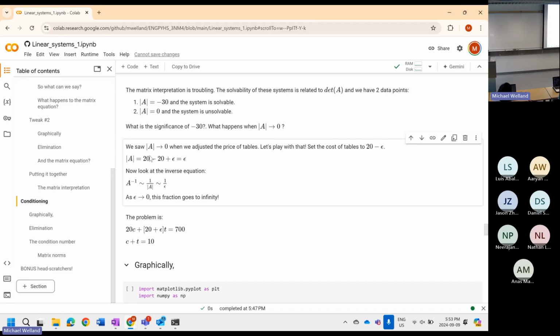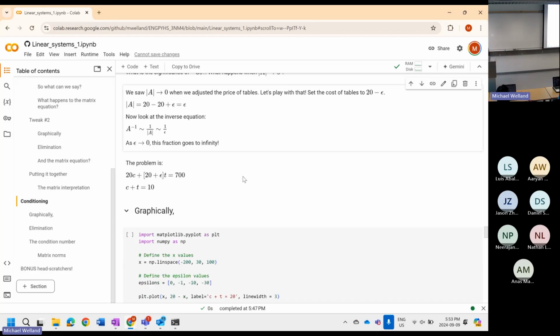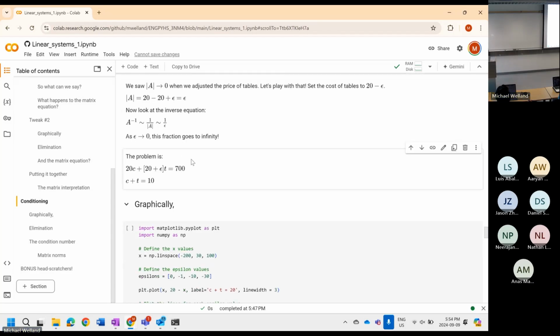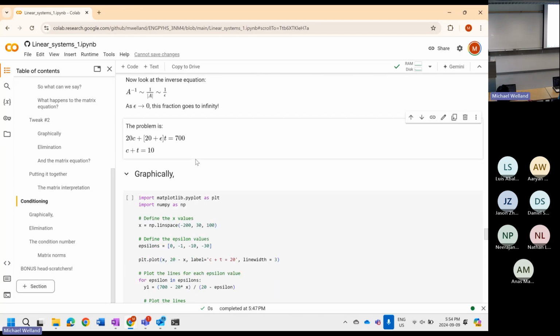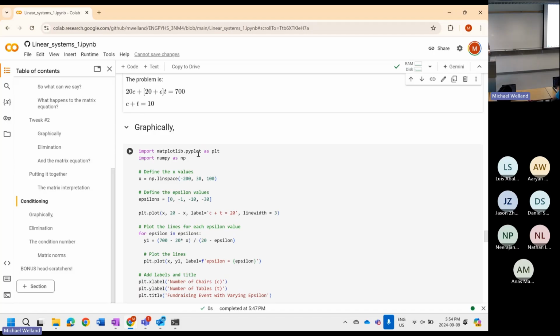We work out the determinant and we get that it's equal to epsilon. Convenient, right? In the inverse equation, when we go to calculate that, the prefactor now goes to 0. So all of a sudden this makes sense: what's happening when that determinant goes to 0? Let's look at this graphically.